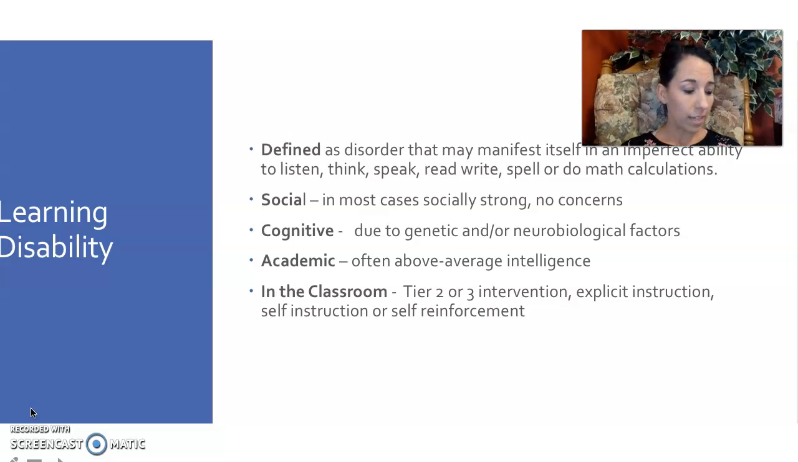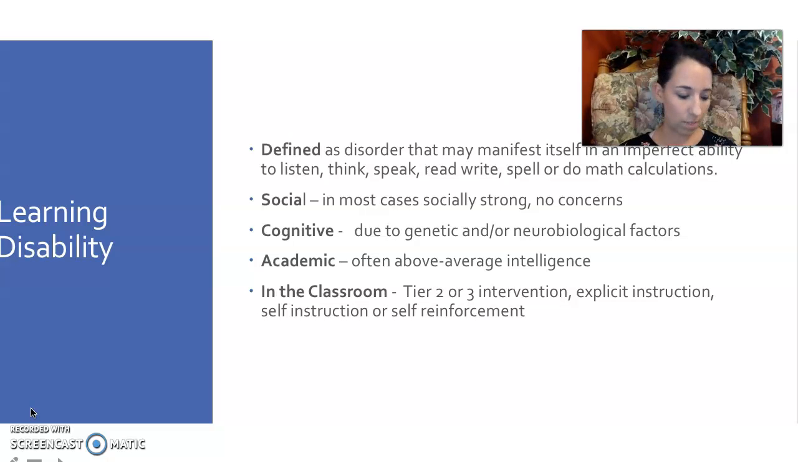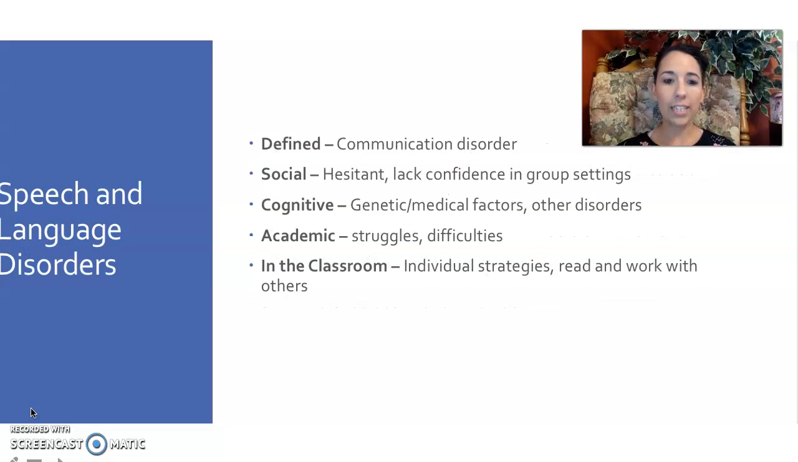So they might show frustration in a classroom when they can't figure out an assignment. Students with learning problems show no connection between emotional or behavioral issues. In a classroom, how to help them would be a tier 2 or 3 intervention. These have been beneficial. We will then assess the skills and determine the approach, such as explicit instruction, self-instruction, or self-reinforcement.